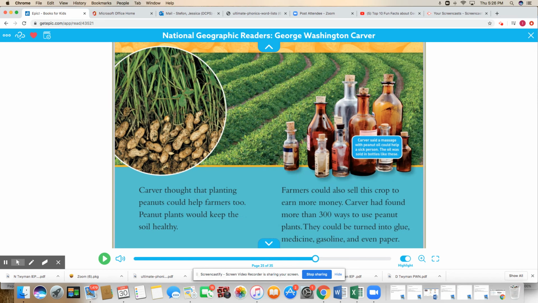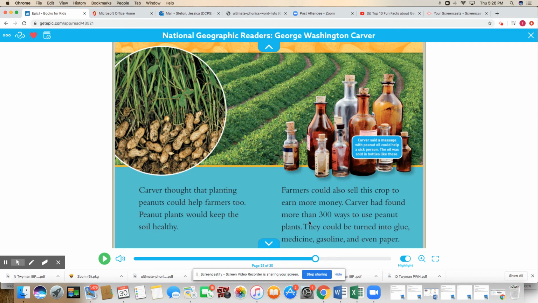And here we see some pictures. He was very famous for his inventions with peanuts. Carver thought that planting peanuts could help farmers too. Peanut plants would keep the soil healthy. Farmers could also sell this crop to earn more money.